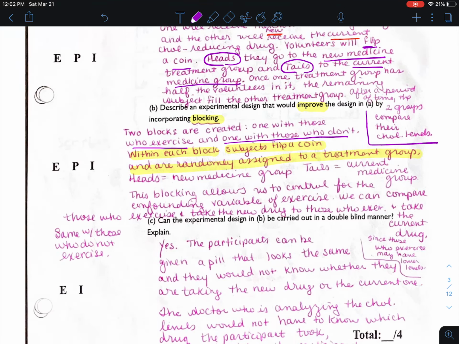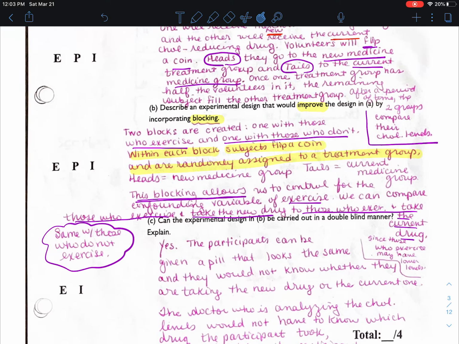Again, with the coin, I said heads new medicine, tails current medicine, and then you want to address how blocking is beneficial. And I said this blocking allows for us to control for the confounding variable of exercise. We can compare those who exercise and take the new drug with those who exercise and take the current drug. Same thing with those who don't exercise.